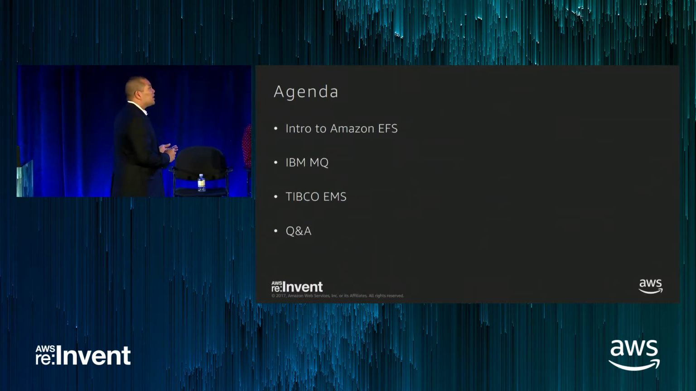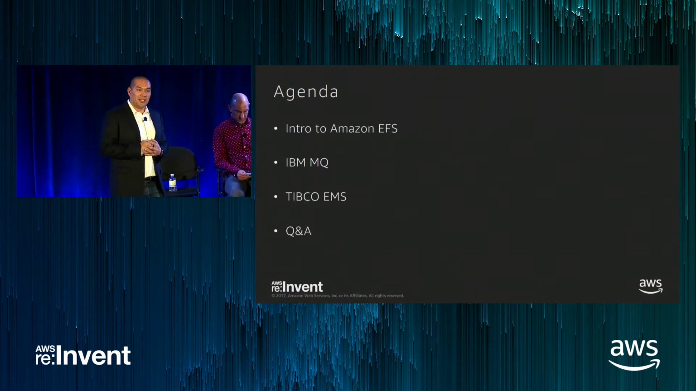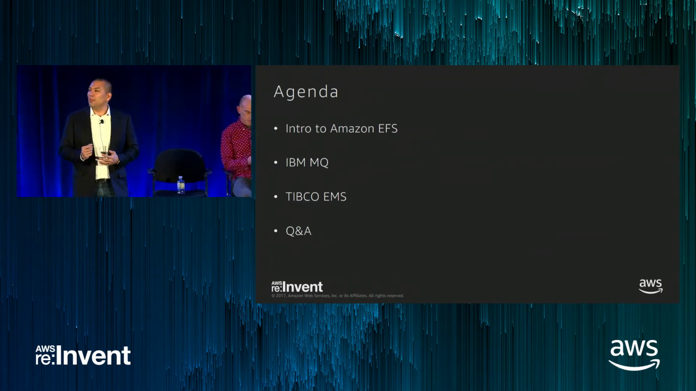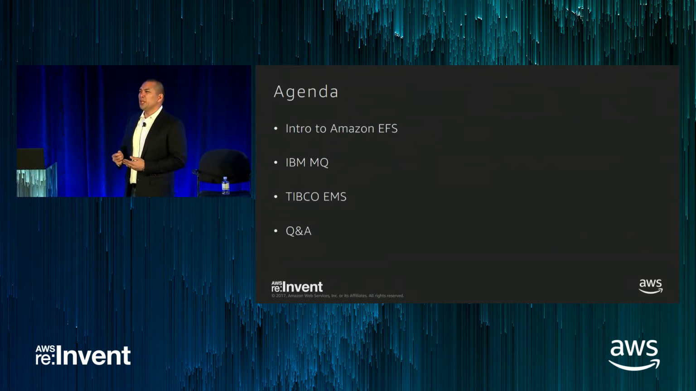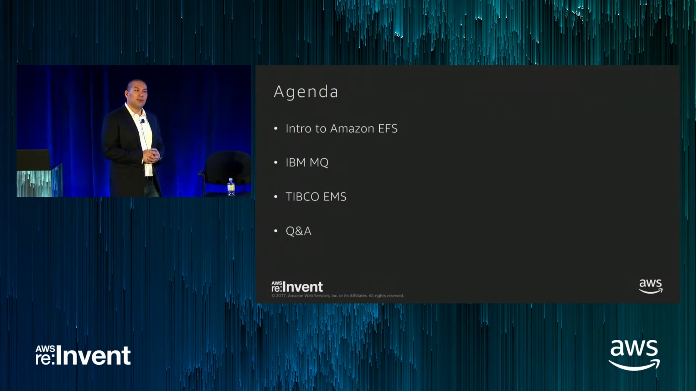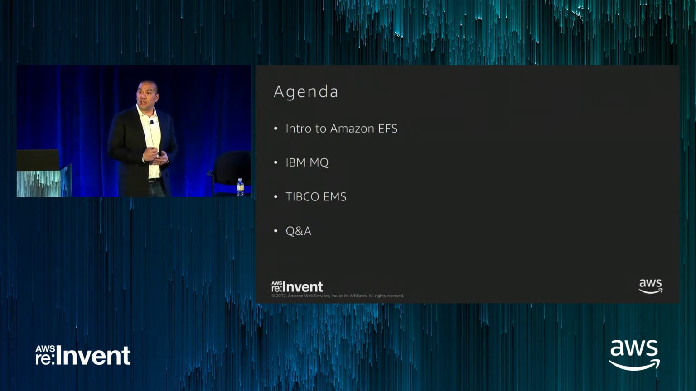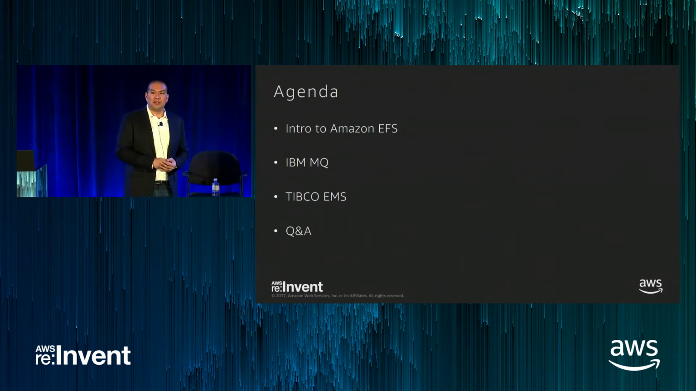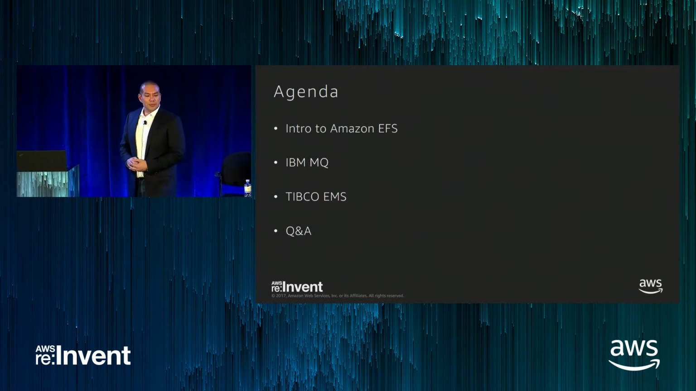So today we're going to talk a little bit about Amazon EFS. I'm then going to get off stage and let John talk a little bit about IBM MQ, as well as their journey with Amazon EFS. Bobby then is going to talk about TIBCO EMS, as well as their journey with Amazon EFS. And then we'll leave some time at the end for any Q&A that you guys might have. So let's jump right on in.